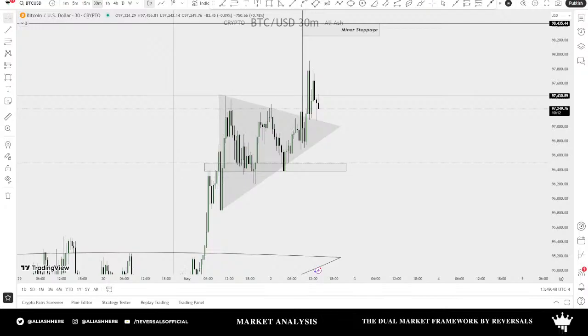So here we have this. First we had this N pattern, and then we have M, but it rejected here. So we had the change of structure, change of character here. We had the BUS here, didn't break the structure, and went above for the W. So here we have the confirmation that we have an upside move.